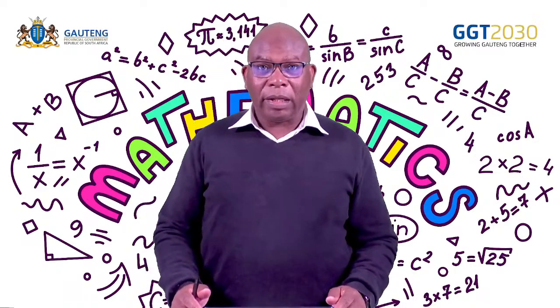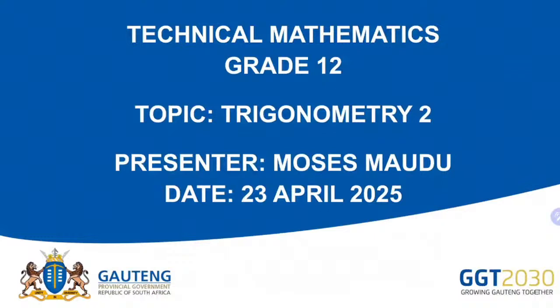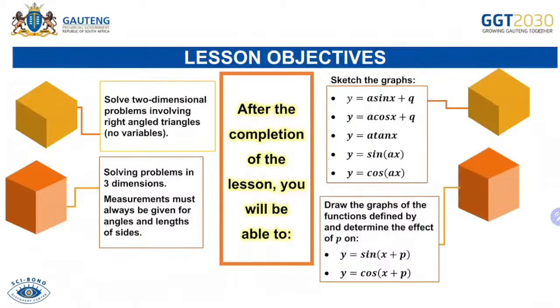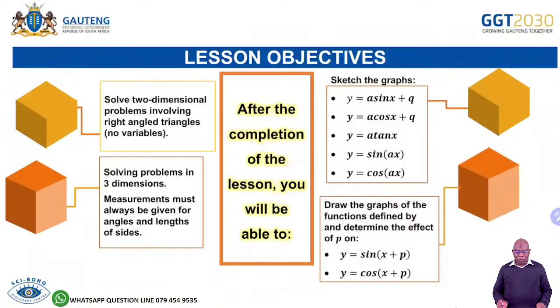So today we'll be looking at trigonometry, part 2. Just to quickly go through the lesson objectives. After the end of this lesson, we must be able to do the following. We need to be able to solve two-dimensional problems by using the trig ratios, the ones that involve right-angled triangles that are done in grade 10. We also need to know how to solve problems in 3 dimensions that are done in grade 12.